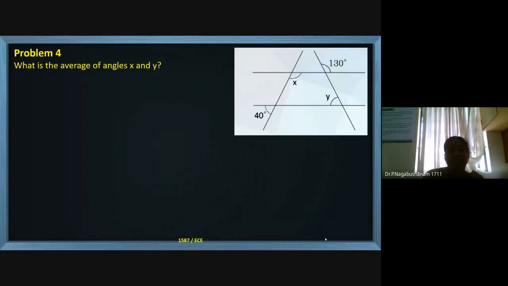Now, this is our question. You have two parallel lines, and straight lines are also cutting. Now, what I will do, this 130 degrees is there, opposite angles are equal. So, this is again 130 degrees. Here we have 40 degrees, opposite angles are equal. So, this is also 40 degrees.